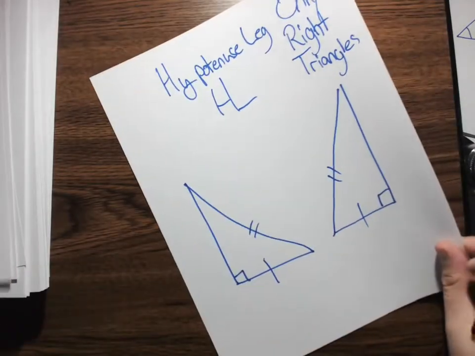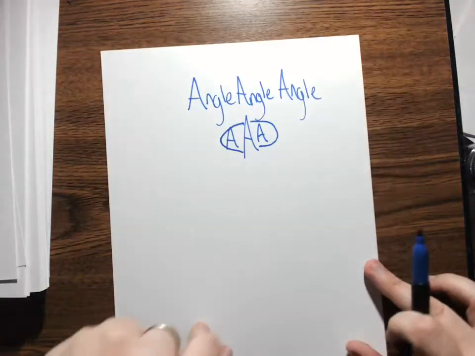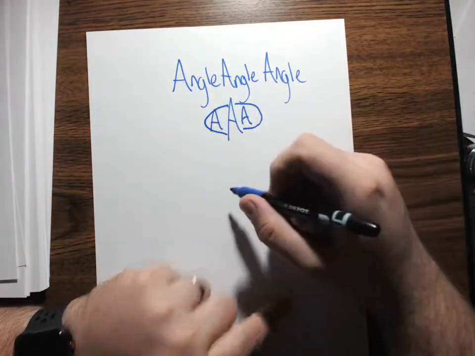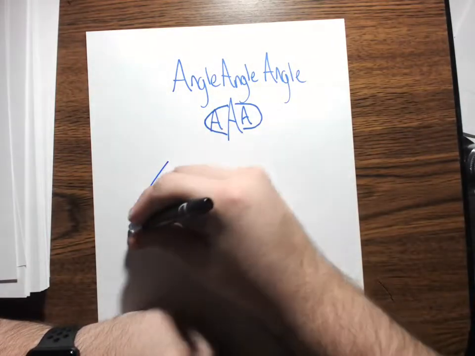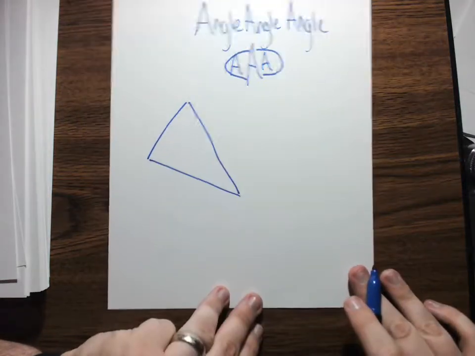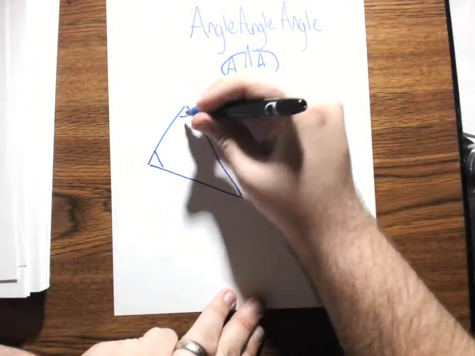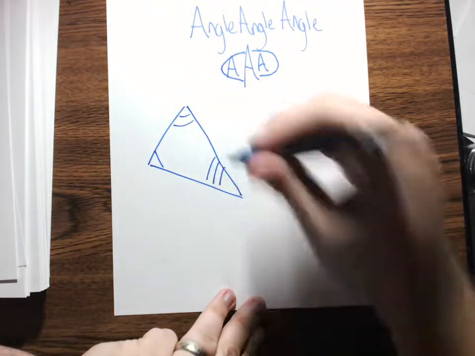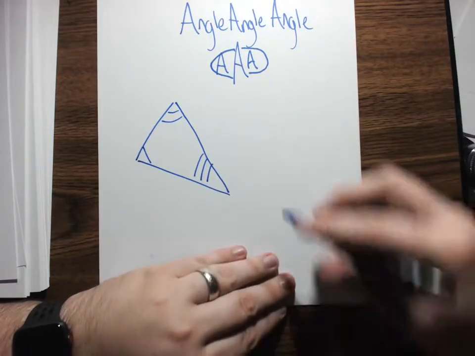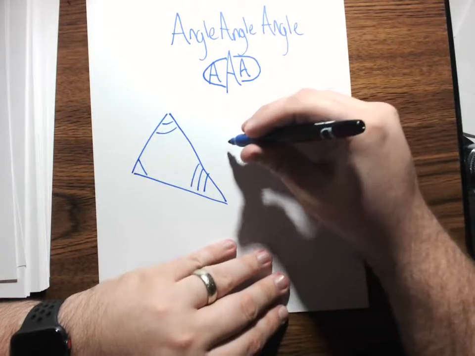All right, now for two that don't work. Here's our first one that doesn't work. It's triple angle or triple A. Angle, angle, angle. So let's talk about why, because you might go, but Mr. Peacock, side, side, side worked. And sure enough, if I draw this, you might think, well, wouldn't another one with the same angles be that same size? But that's not true. Because think about it this way.